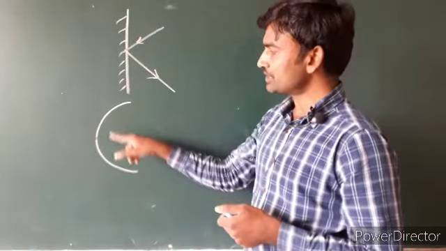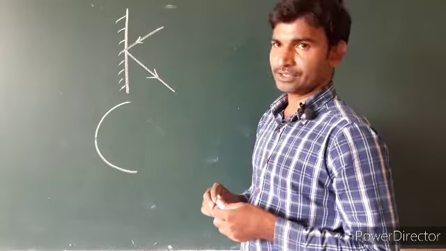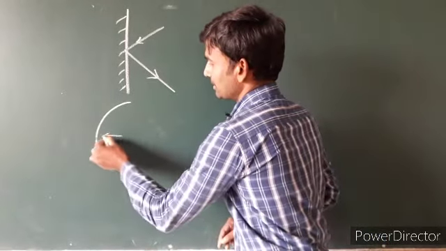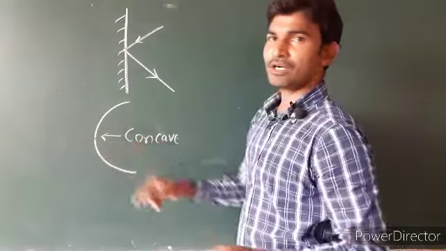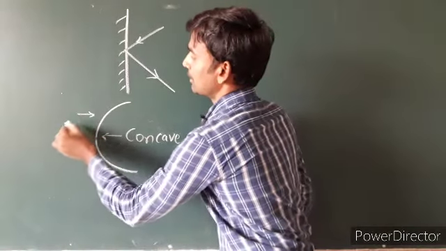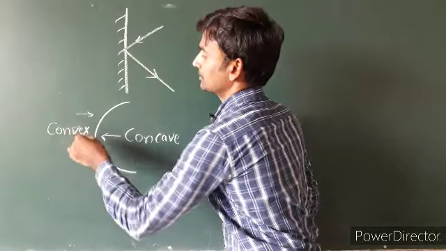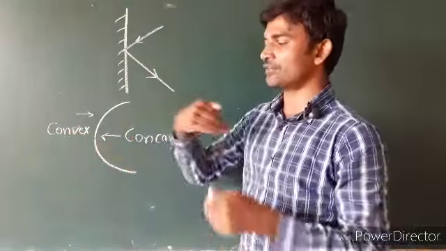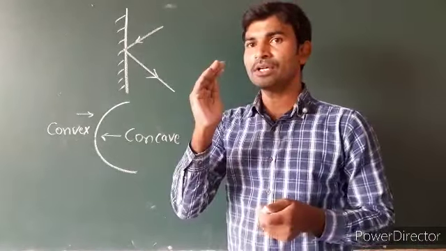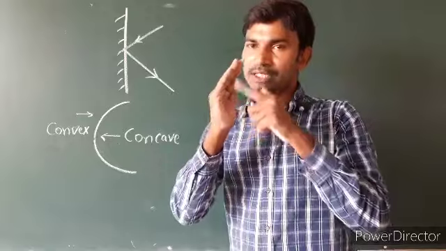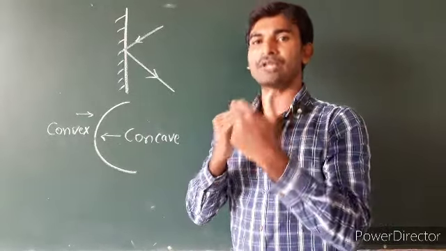In this curved surface there are two sides. The first one, this side, the inner part, is called concave. The outer part is called what? Convex. The outer surface is convex and the inner surface is concave. If you hold your palm like this, the inner part is concave, and the outer surface is convex.